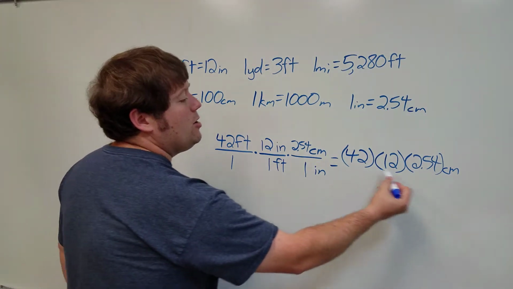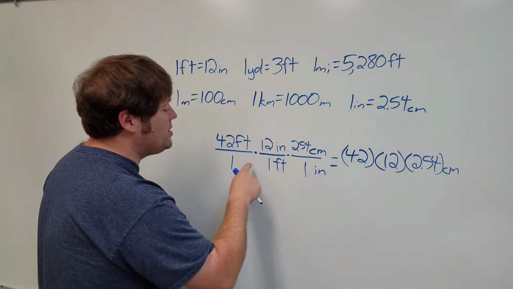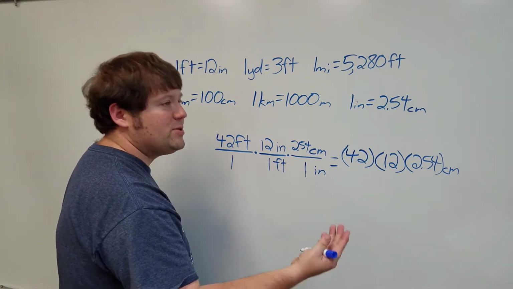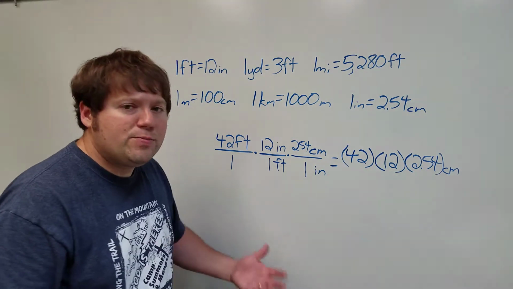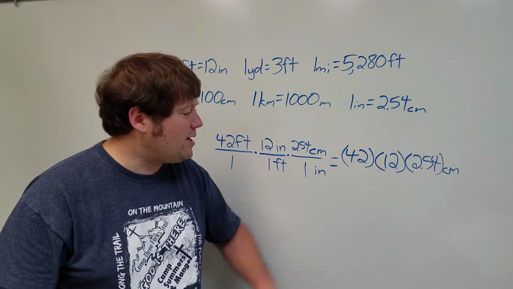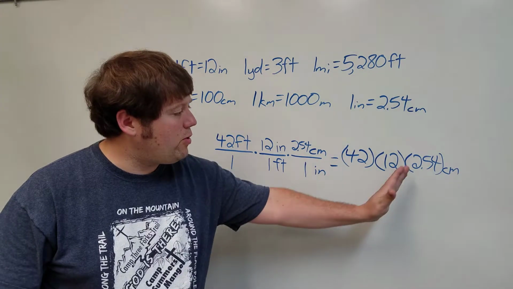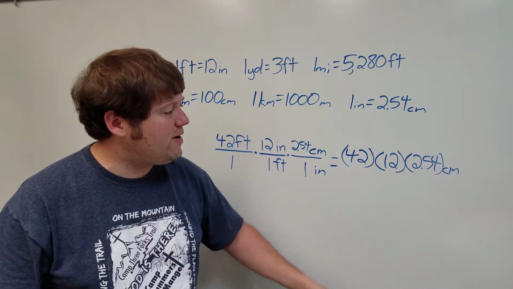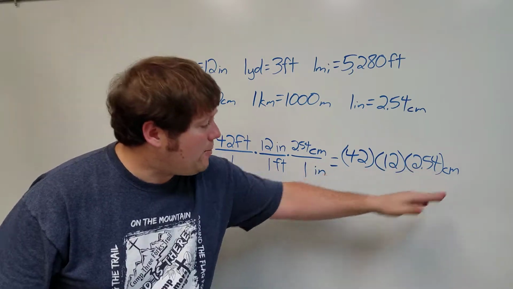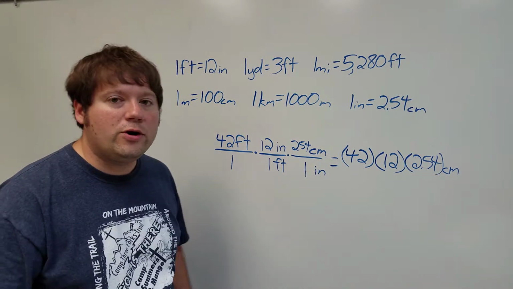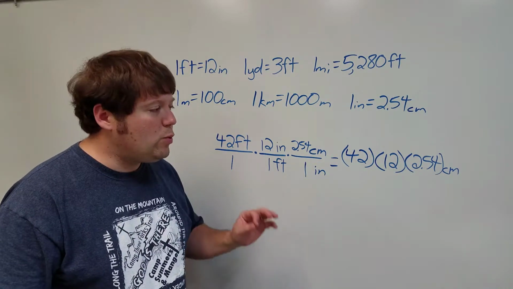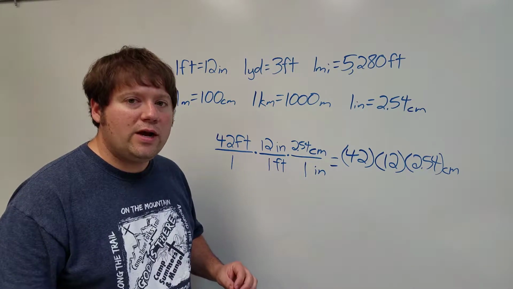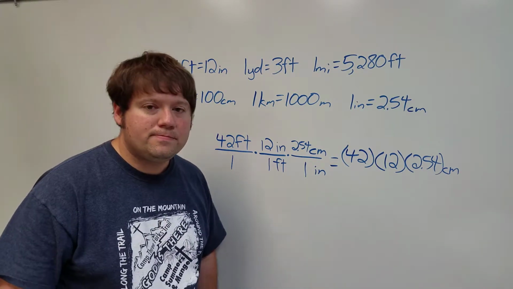And technically all of this is a fraction over 1 times 1 times 1, which means it's a fraction over 1, which means it's a whole number. There's no need to write that over 1. So this is what we get. And if you were to do this multiplication, 42 times 12 times 2.54, that would be how many centimeters are in 42 feet. So we will look at one more example real quick and we'll move from there.